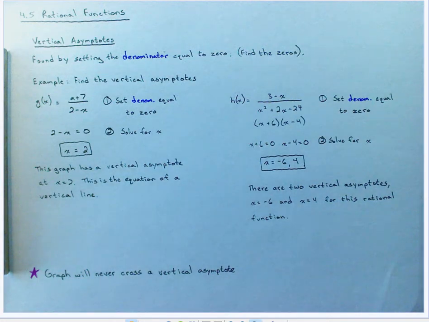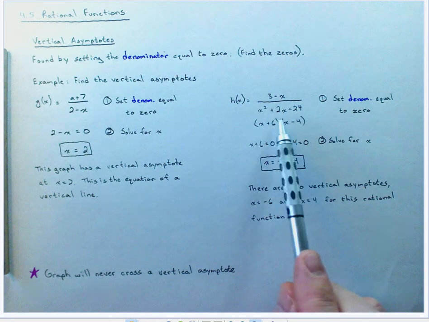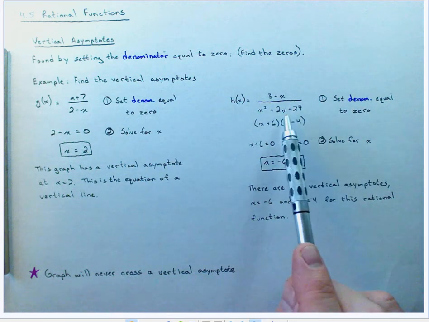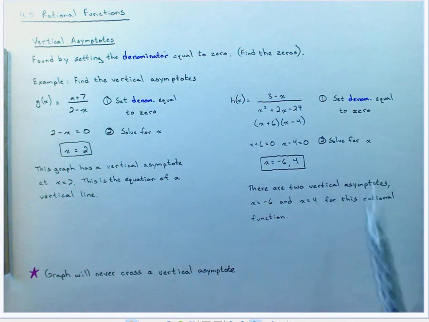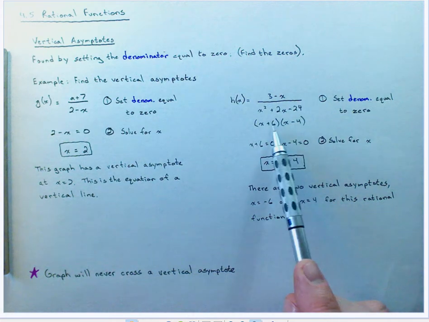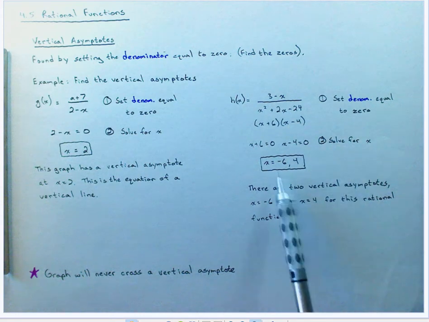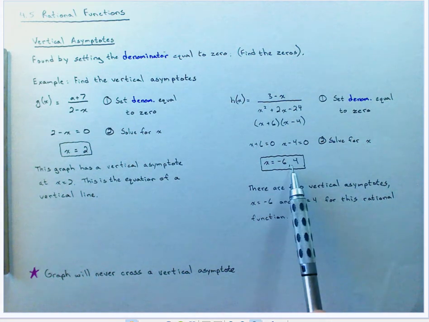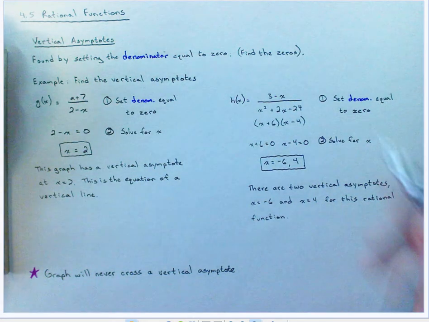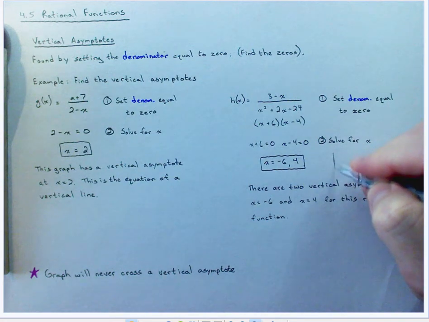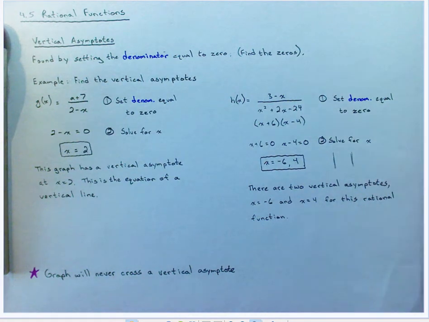For the next example, we have h of x equals 3 minus x over x squared plus 2x minus 24. Same premise. We're going to find the vertical asymptotes, so we set the denominator equal to 0. In order to do that, I factor: x plus 6 times x minus 4. I end up with 2 values, x equals negative 6 and x equals 4. That means I have vertical lines in 2 different spots. There are 2 vertical asymptotes for this rational function.